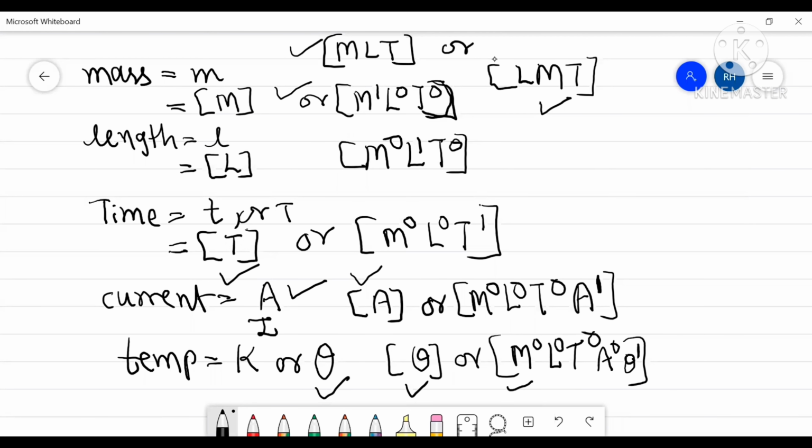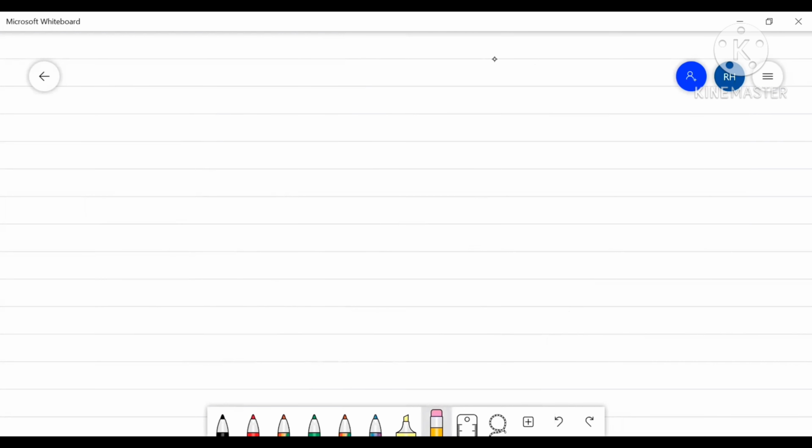Now we'll come to the next part, that is area. For area, what is the basic formula for the area?